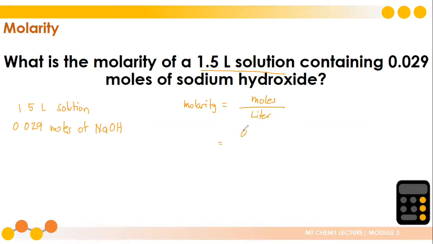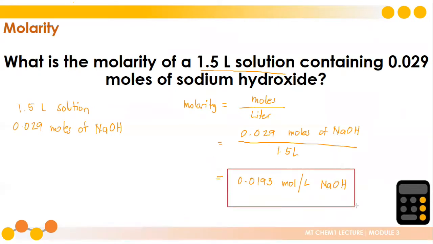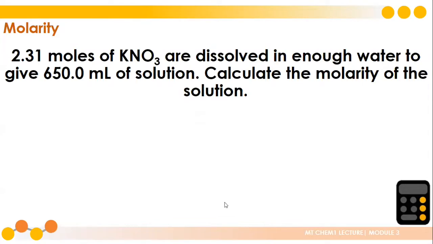So we have 0.029 moles of NaOH. We have to divide it by the liters of solution, which is 1.5 liters. Our answer here would be 0.0193 moles per liter of NaOH. This is now our final answer. This is how easy solving for molarity is. Let us now proceed with our next problem.